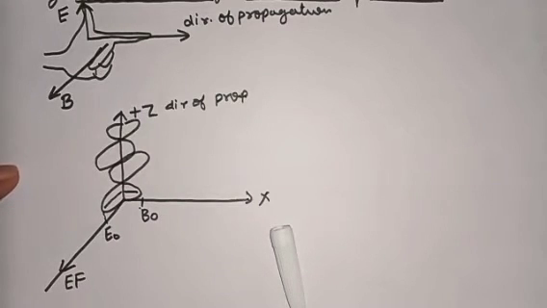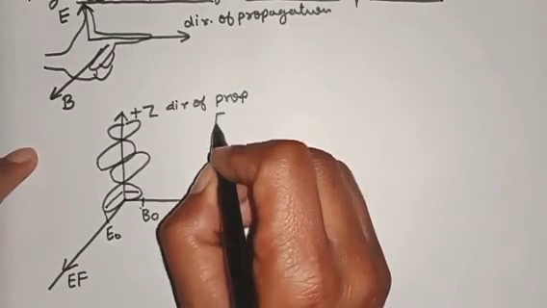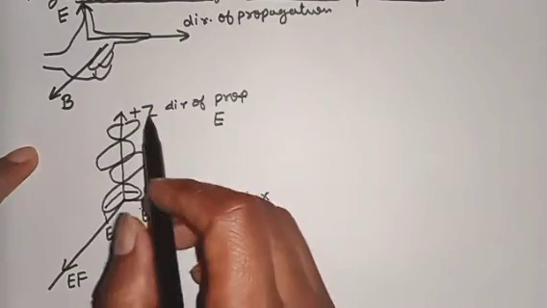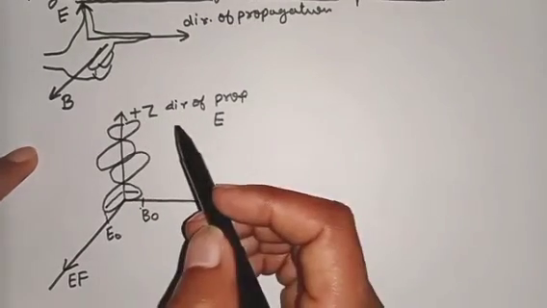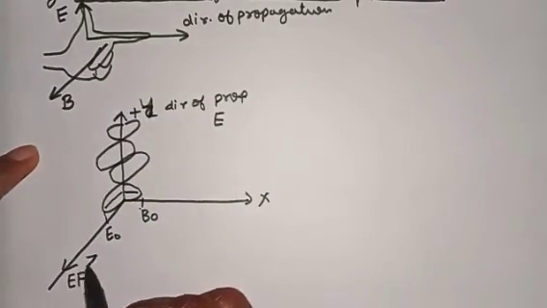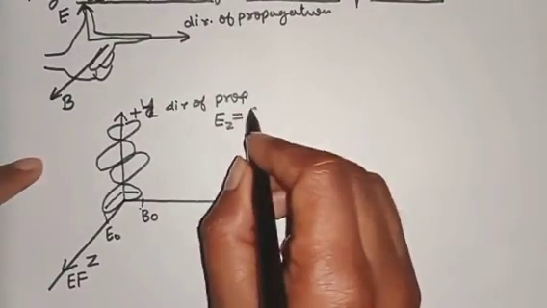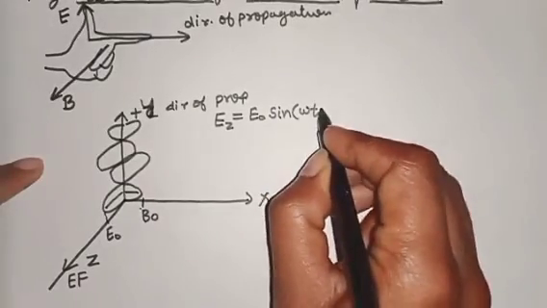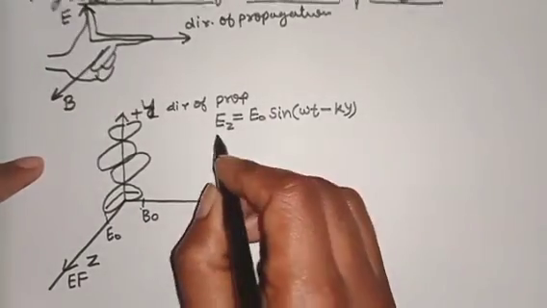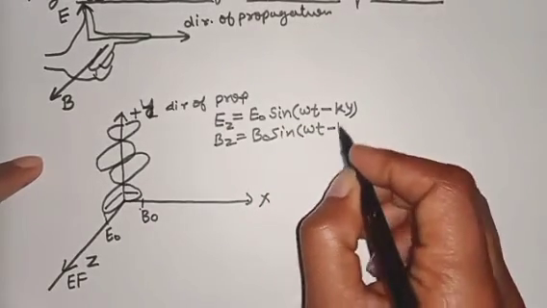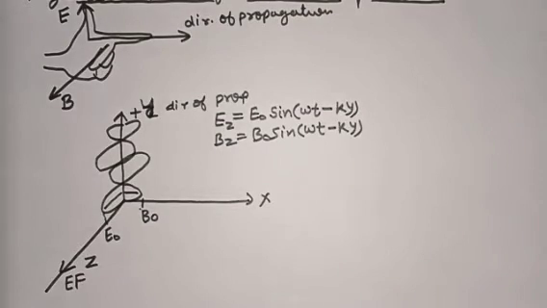And in the same way, what will be the equation? Well, I have taken this as z direction, but generally it is taken as y direction. So I'm changing it. I'm calling it y, and electric field is along z direction. So Ez is equal to E0 sine omega t minus ky, and Bz equal to B0 sine omega t minus ky, and so on and so forth.